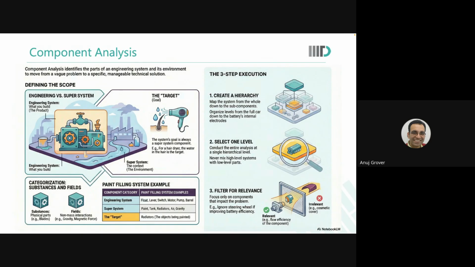We took one example of the paint filling system. We'll use that example over and over again in this course. We'll use it when we do function modeling, and when we do trimming. So you better be well versed with that example. Do you want me to refresh that example for you? Yes. So we were talking about this factory in which radiators were getting painted.